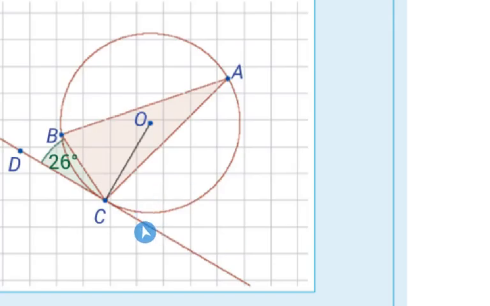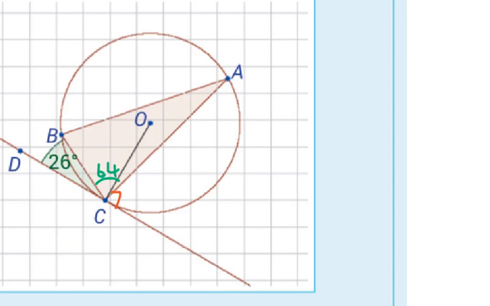Now, this is it blown up. Since this is a radius touching a tangent, we know that this angle here is 90 degrees. And obviously the same side over here is 90 degrees as well. And if this is 26 degrees, then this bit in here, that I'll do in green, is going to be 64.